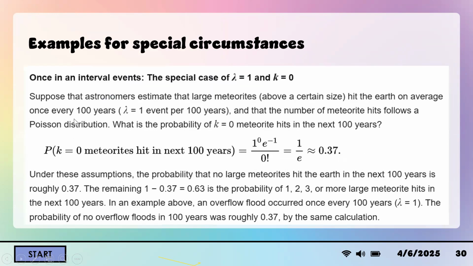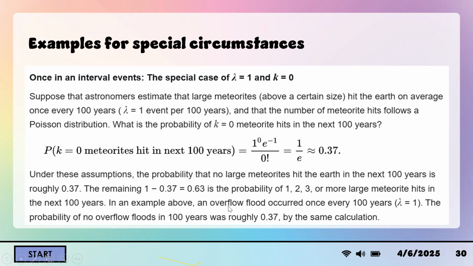So examples for the special circumstances: once an interval events, the special case of lambda is equal to 1 and k is equal to 0. Suppose that astronomers estimate that large meteorites above a certain size hit the Earth on an average once every 100 years. Lambda is one event per 100 years. So this is how we are going to calculate P, which is approximately 0.37. Under these assumptions, the probability that no large meteorites hit the Earth in the next 100 years is roughly 0.37. The remaining 1 minus 0.37, which is equal to 0.63, is the probability of 1, 2, 3, or more large meteorites hitting in the next 100 years.